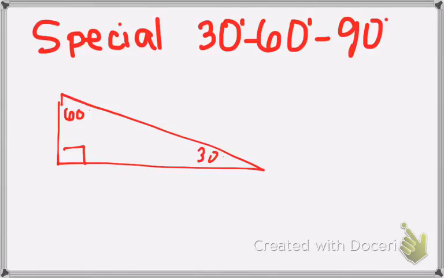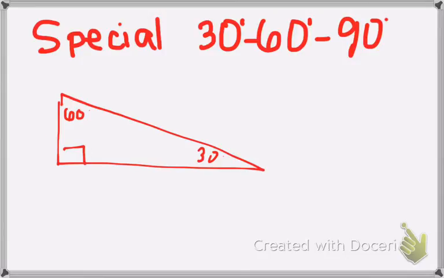So let's do another one. Let's say that my smallest leg was 2. That means the largest side is going to be twice as big, so 2 times 2 is 4. And my medium size is going to be the smallest side times the square root of 3. Ta-da! And you can check using the Pythagorean theorem if you wanted to.